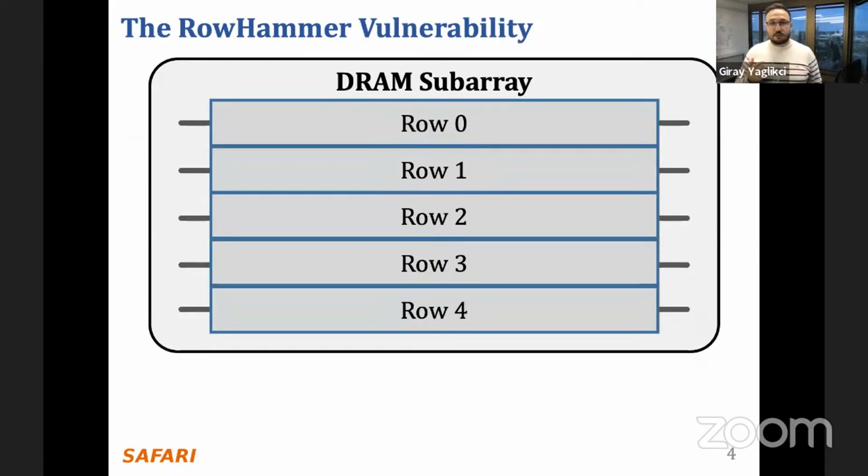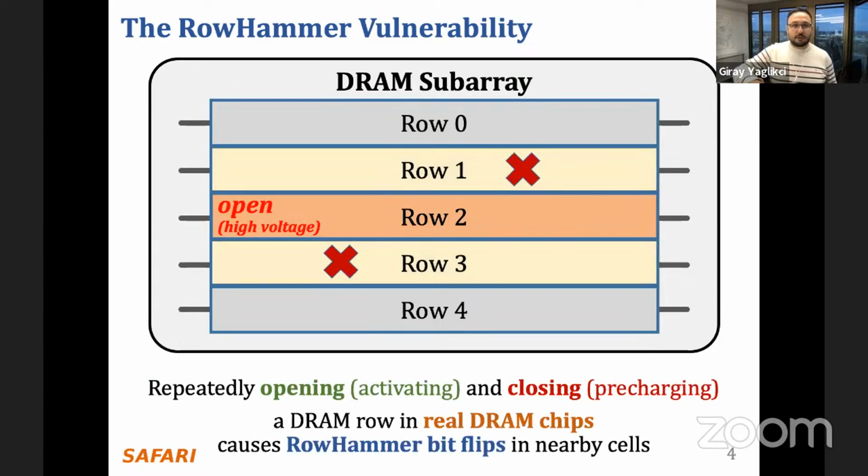I assume you're familiar with the RowHammer vulnerability, but this is a little bit of background again. As I said earlier, we want to open rows to be able to access data within them. When you open a row, you put a high voltage on the word line, and once you close it, you put the low voltage. When you do this voltage swing a lot on the word line, high, low, you see bit flips in the physically adjacent rows.